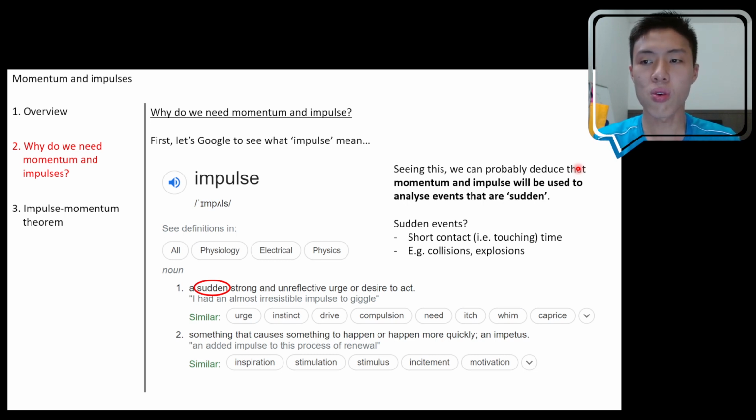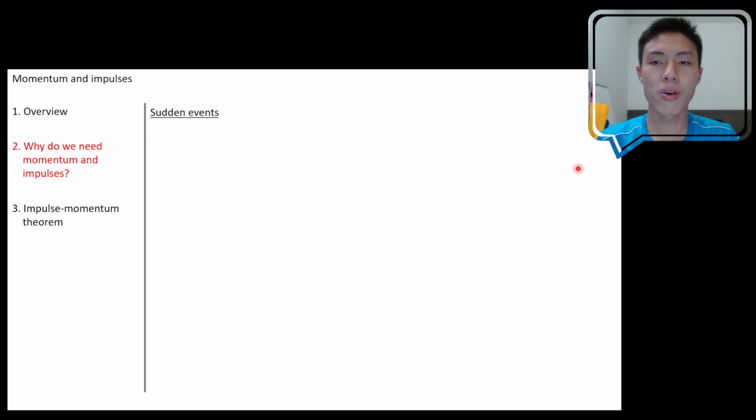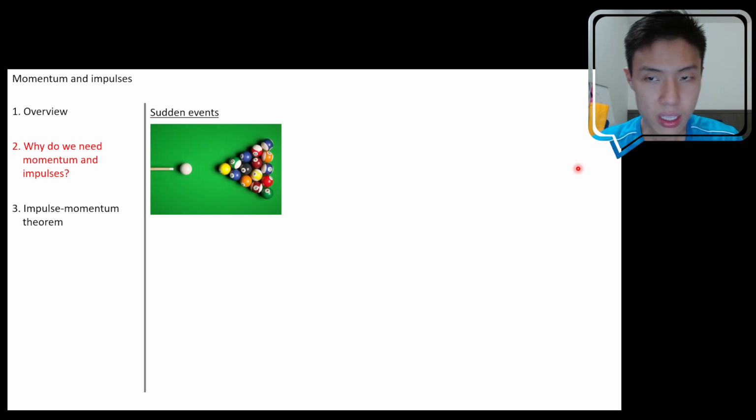Okay, so why do we use impulse and momentum to analyze events that are sudden? Well, let's try to know a bit better about what a sudden event is. Here I'm going to give you three examples of sudden events. First one is a white snooker ball hitting another snooker ball. Let's call this white ball ball A, whereas this yellow ball is ball B.